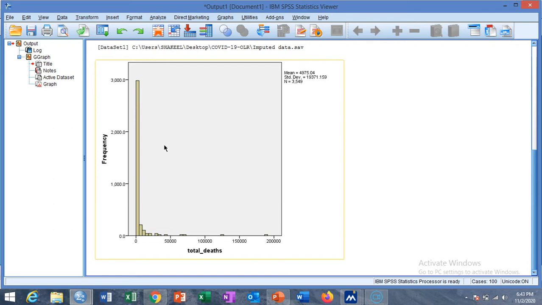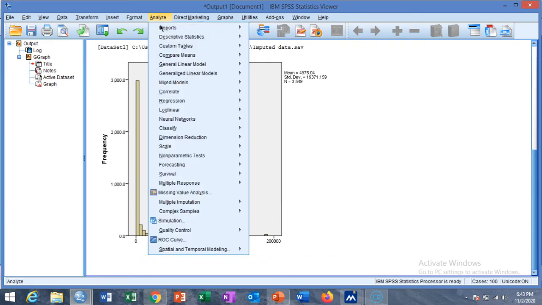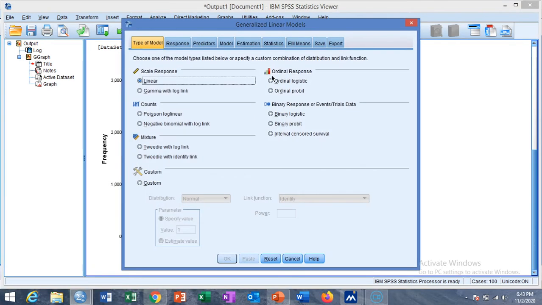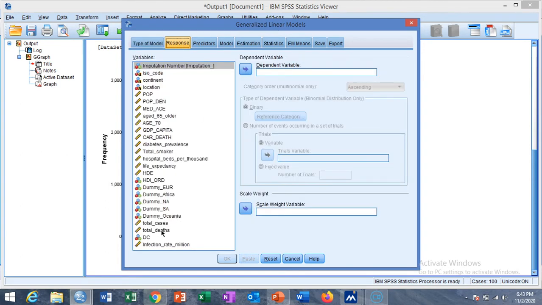So we proceed with the option of analysis, and then go to generalized linear models. If we have scale responses, then we tick on linear. If we have ordinal responses, then we tick on ordinal logistic. And if we have counts, and here we are interested in counts dependent variable or count responses, then we tick on Poisson log linear model, and then go to the response. Our response variable is total deaths.